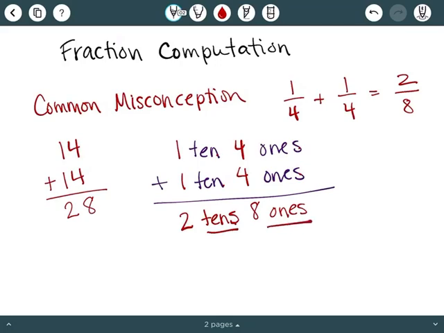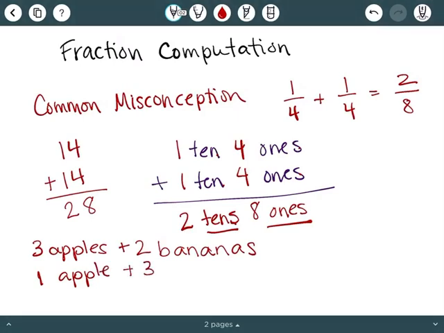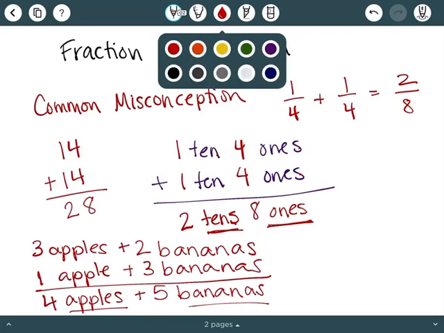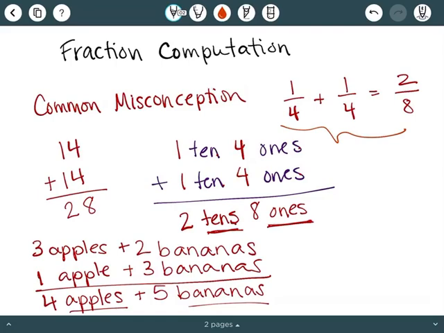Much like if I had a basket of 3 apples and 2 bananas, and you had a basket with 1 apple and 3 bananas, when we put them together, we'd have a new basket with 4 apples and 5 bananas. Because those fruits are our units, much like the tens and ones are our units. So what are our units here? Let's think about that.